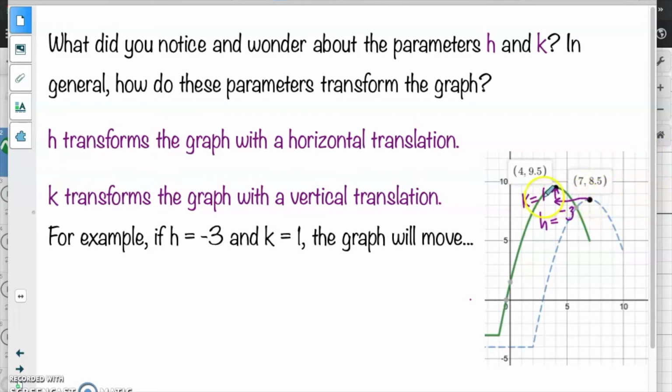So if the entire graph shifted this way, we can also consider point by point how each point has changed. How could we state 7 has changed in a way to become 4? Well, 7 minus 3 gives us 4. And what about the change from 8.5 to 9.5? Well, 8.5 plus 1 gives us 9.5. And again, H is -3 and K is +1.